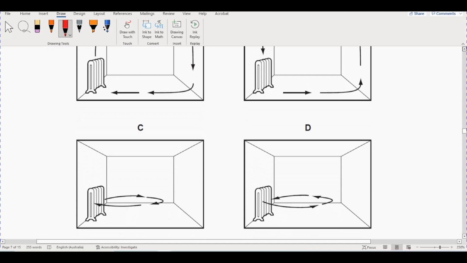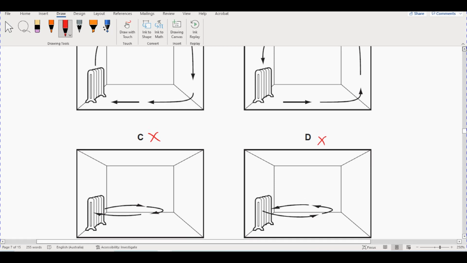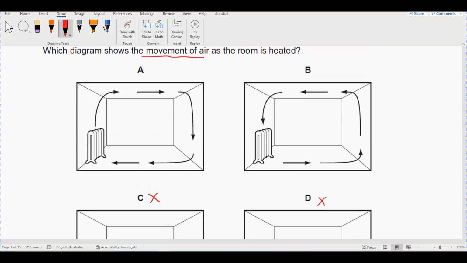Okay, and C and D, obviously they are not the answer because it shouldn't be lateral movements. It must be upward and downward movements, and it must be from this hot area and this cold area right here. So in the hot area, hot air just rises.